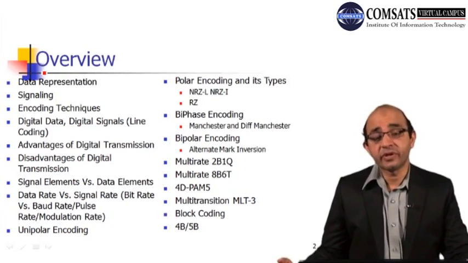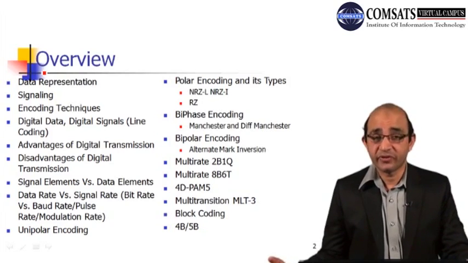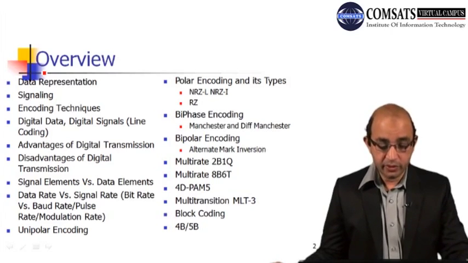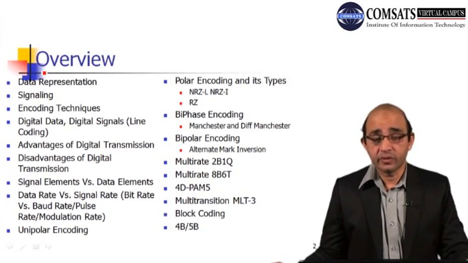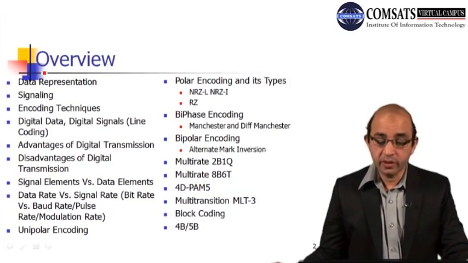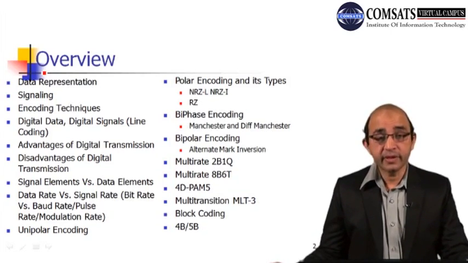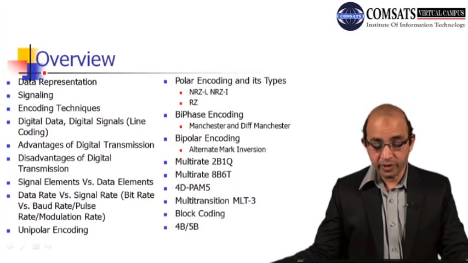Then there are different types of encoding. We will talk about unipolar encoding, where we are only using one level, and then polar encoding, and then biphase encoding. Polar encoding includes non-return to zero and return to zero encoding, and then biphase encoding, Manchester and differential Manchester, and bipolar encoding also, right? Biphase, bipolar and unipolar.